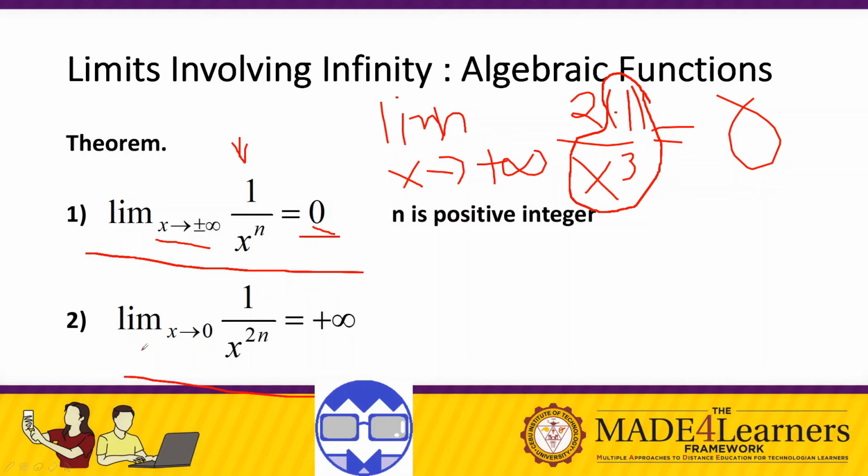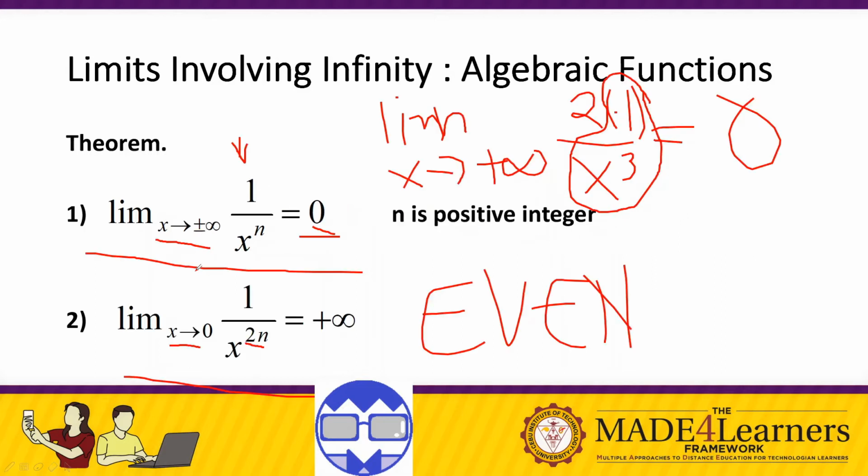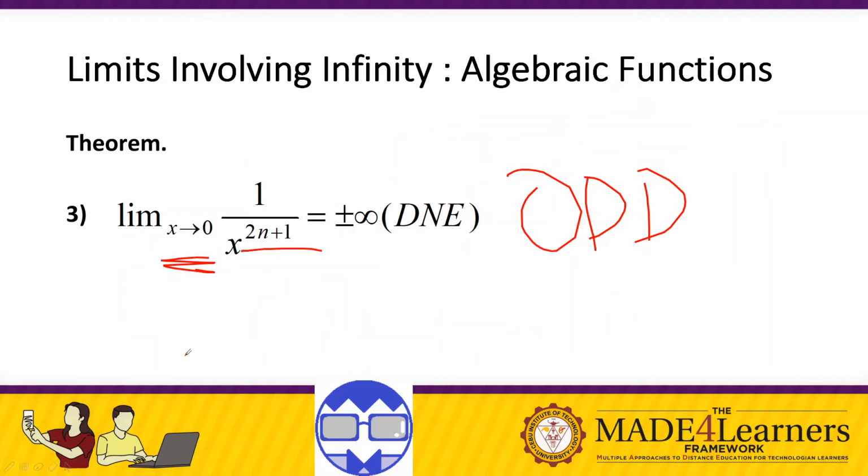Next, we have this theorem. What if it's the other way around? It's not infinity. x is approaching 0. So we have two possible scenarios: either the power n is even, or the power is odd. Again, this is for x approaching 0. If it's even, it's positive infinity. If it's odd, it's positive and negative infinity, or we simply answer DNE because the values are fluctuating. We don't know where it is going.